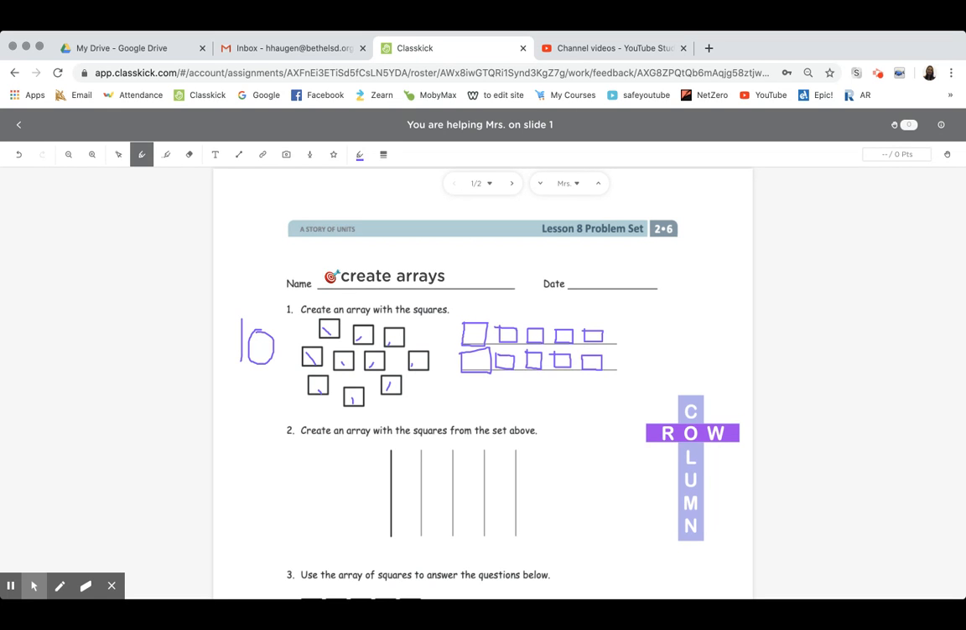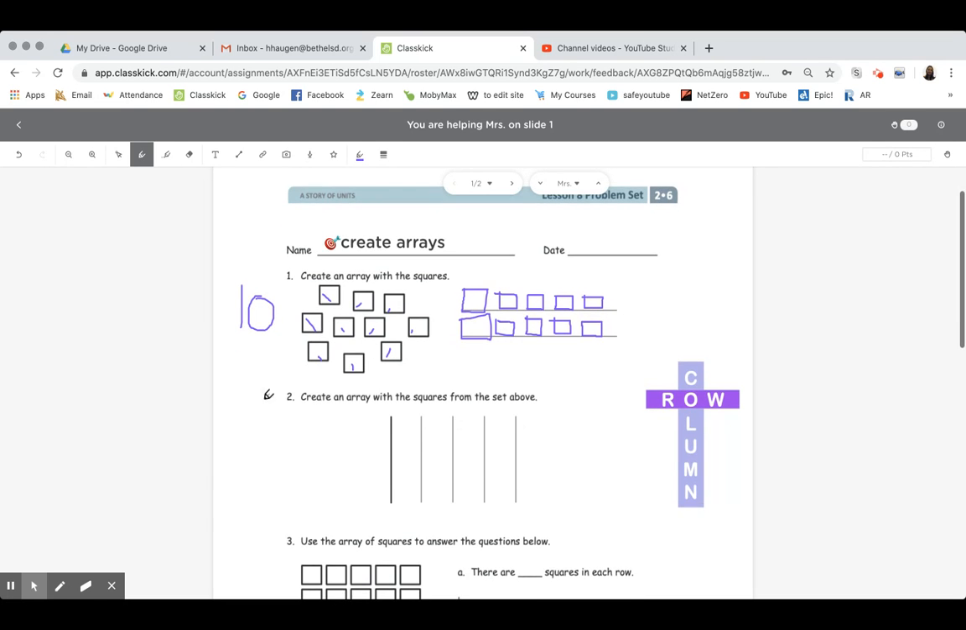Remember, 10 is the total number of squares that I'm drawing. I'm not drawing 10 on the top and 10 on the bottom. I'm only drawing 10 total. So there's my array, 5 on the top and 5 on the bottom, and 5 plus 5 equals my 10 total squares. Now number 2 says, create an array with the squares from the set above.